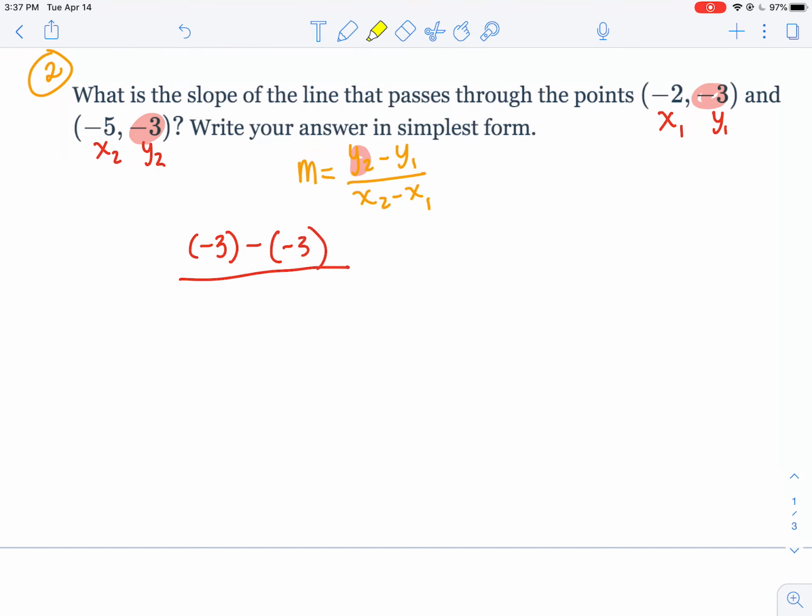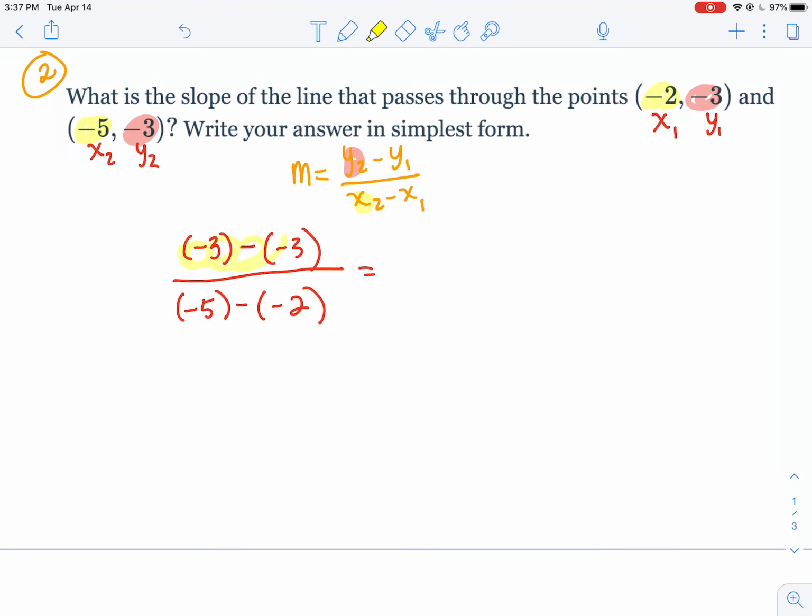over x2 minus x1. And anytime there's a negative number, use parentheses. So negative 5 minus negative 2. When you put them in the calculator, you put the top in first. Negative 3 minus negative 3 is 0. Now put the bottom in. Negative 5 minus negative 2 is negative 3.